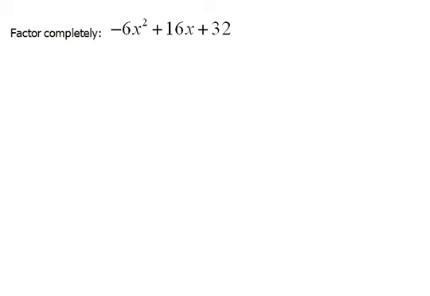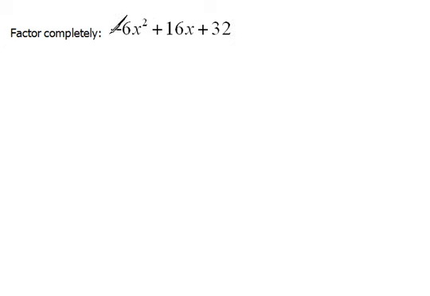Alright, let's try another one that looks fairly complicated. In this case, we have negative 6x squared plus 16x plus 32. Do you see that we have a common factor that needs to be factored out first, a GCF? Absolutely. In fact, each one of these is a multiple of 2.